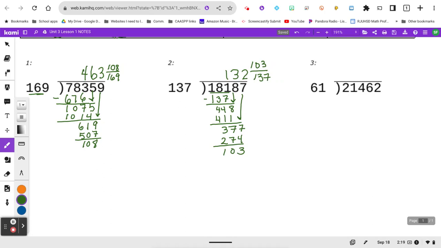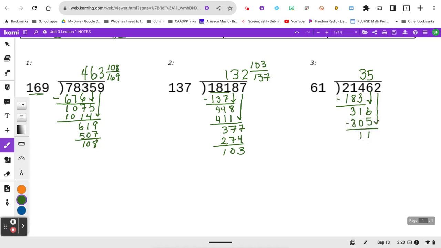So 6, I know that 6 can go into 21 3 times, but if I do 4, it goes up to 24, which is too big. So I'm going to say it is 3. 3 times 61 is 183. We're going to subtract it, and I get 31. Bring down the 6, and 61 goes into 316. I would say close to about 5, and that would be 305. Subtract it, we get 11.